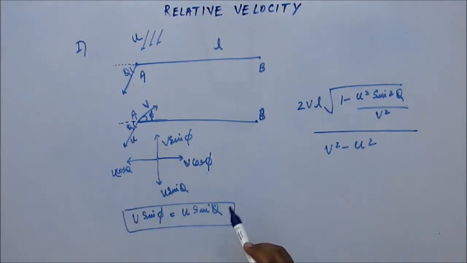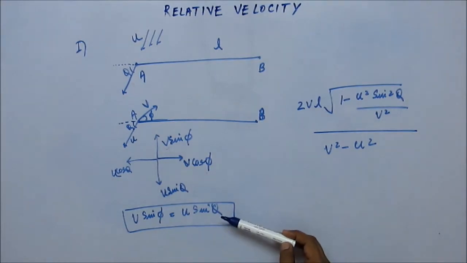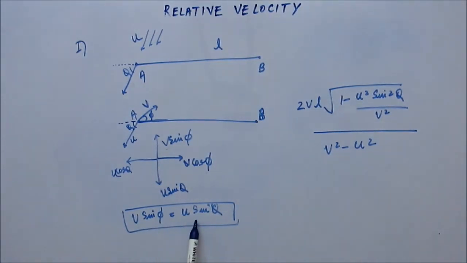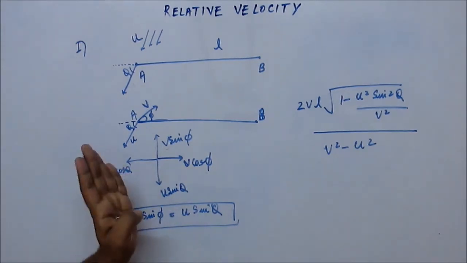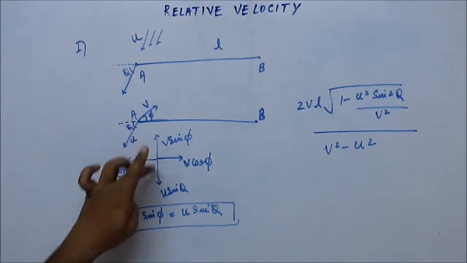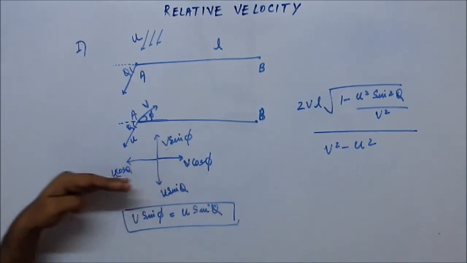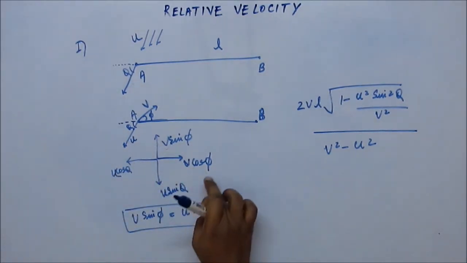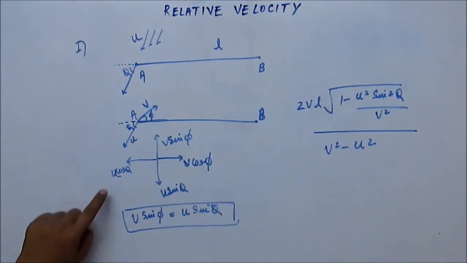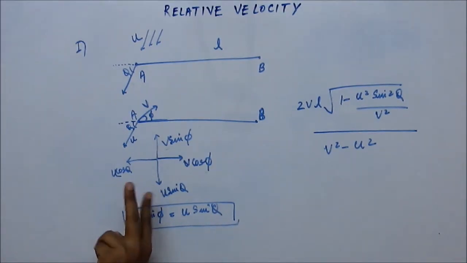If the wind is blowing at an angle theta, the aeroplane should have a mechanism to actually find out that angle theta of the wind and adjust the angle of the aeroplane to angle phi such that v sin phi is equal to u sin theta. If that happens, then the perpendicular component of the velocity would be 0 and the aeroplane will go in this direction with a velocity of v cos phi minus u cos theta. That is the net velocity in this direction.